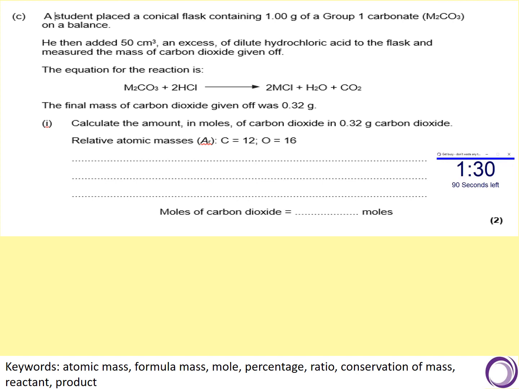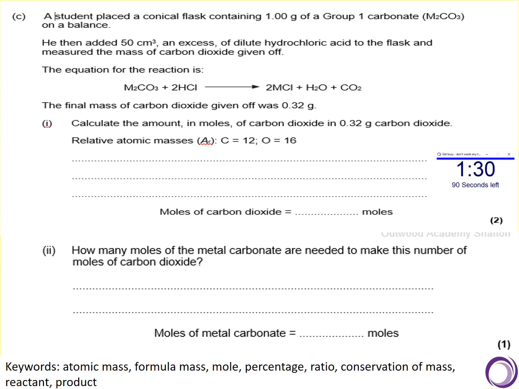So our second part to the question is how many moles of the metal carbonate are needed to make this number of moles of carbon dioxide. And I'm going to give you just a minute and a half to work through that. Remember, mass equals Mr times moles, and all the time we're just working backwards and forwards between these things.